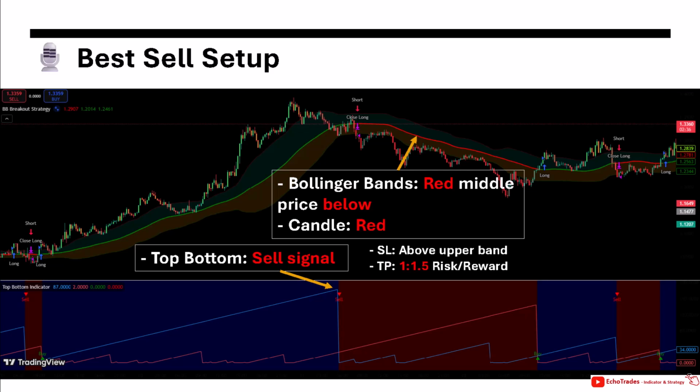That indicates immediate selling pressure. Red candle confirmation. Okay, so BB red and price below, TB top label, red candle confirmation. That's your high probability sell setup. And for the sell setup, stop loss and target same logic, I assume. Exactly the same logic, just flipped.